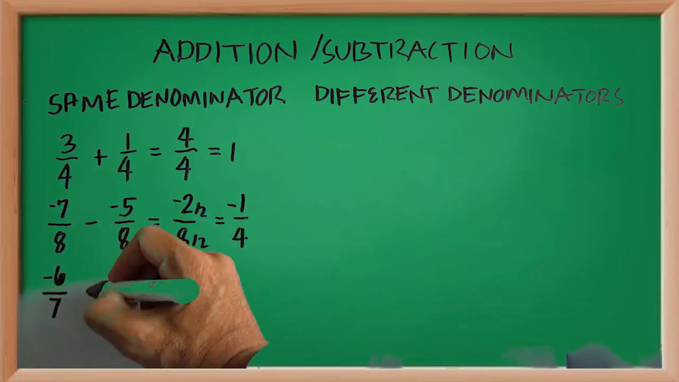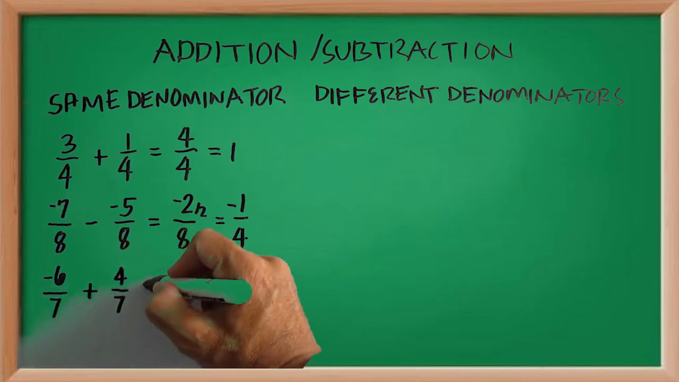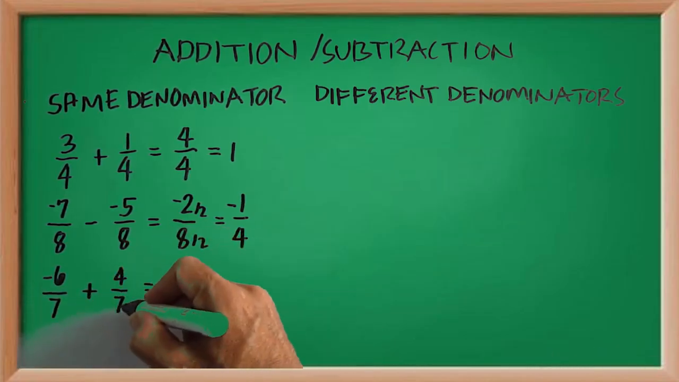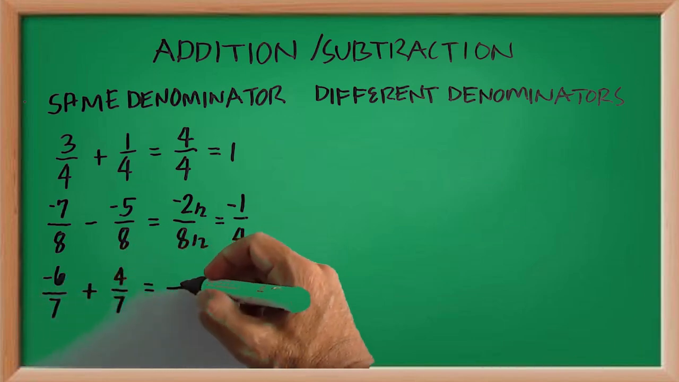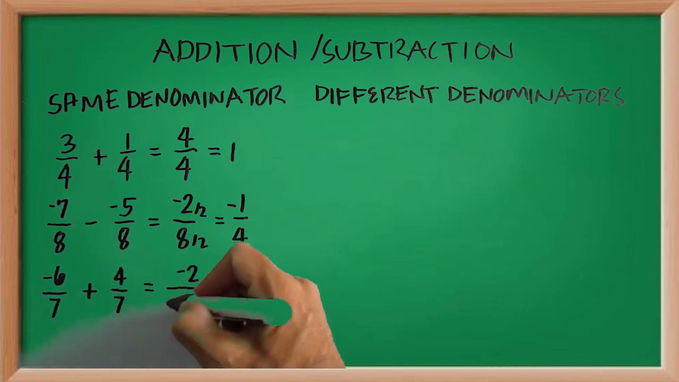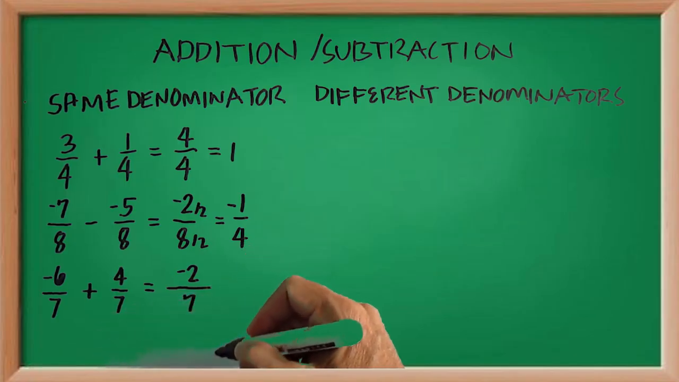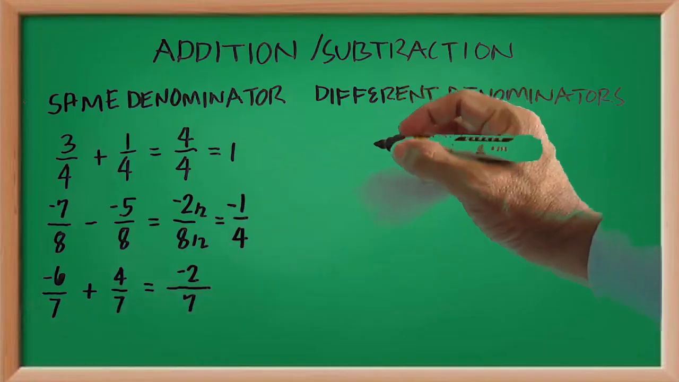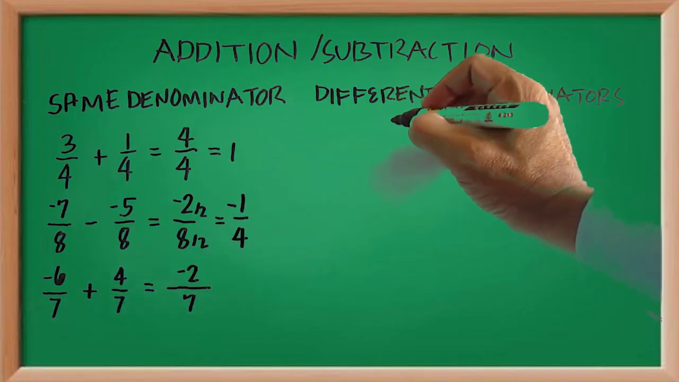Another example, -6/7 plus 4/7. They have the same denominator, which is 7. Add -6 plus 4. -6 plus 4 is -2. Copy the common denominator, 7. It is already in simplified form. How about if they have different denominators?